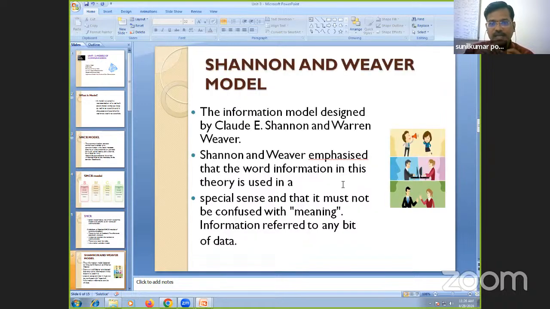Next one is the Shannon and Weaver model. The information model designed by Claude E. Shannon and Warren Weaver. These two persons prepared this model. They emphasize that the word information in this theory is used in a special sense and that it must not be confused with the meaning of information referred to as any bit of data.